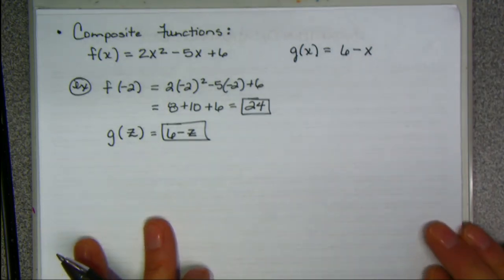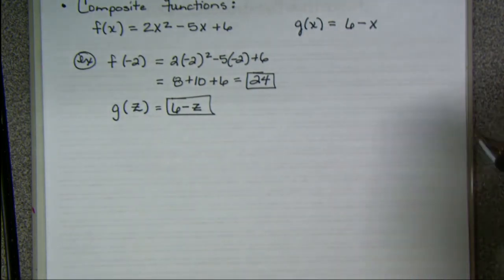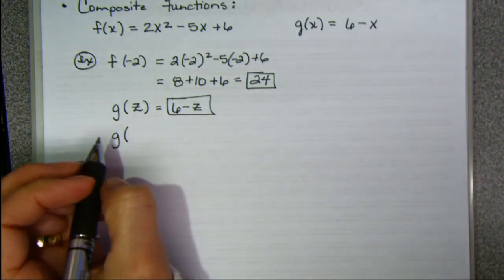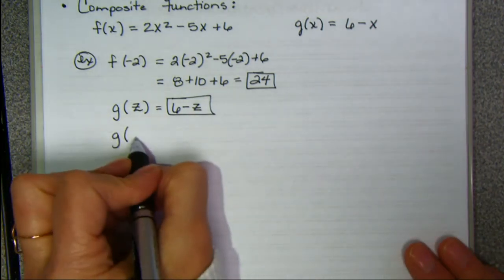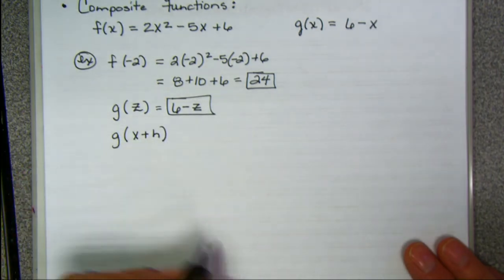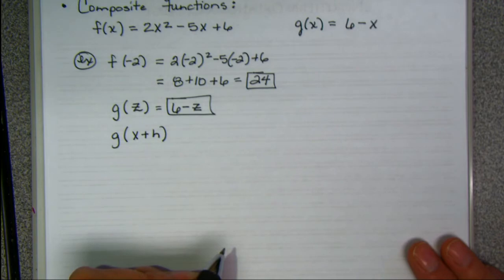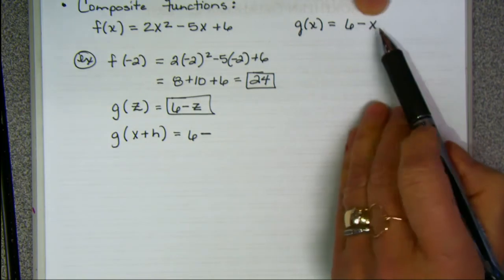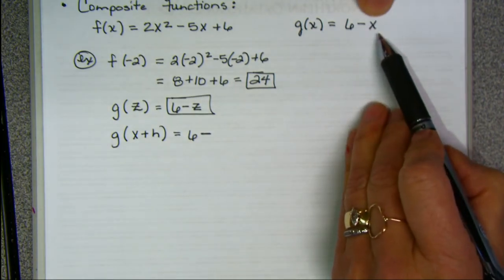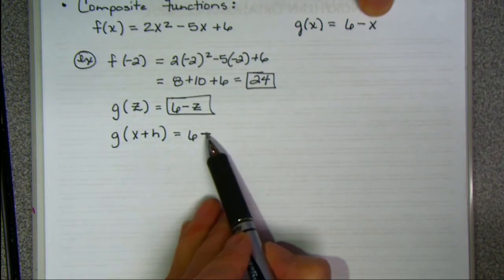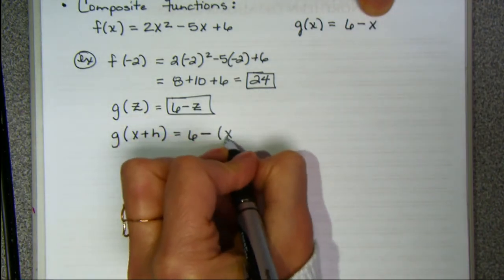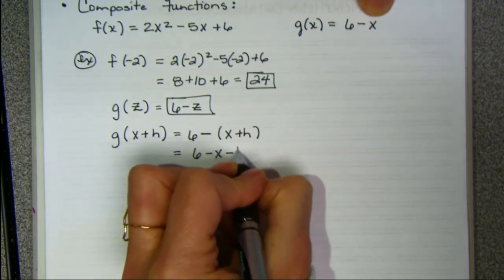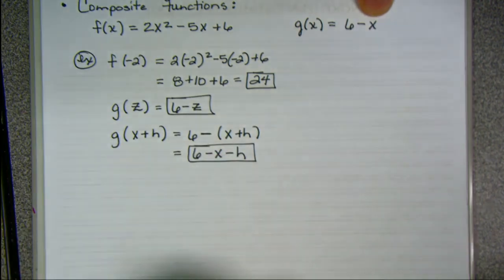I'm going to do one more. What if it's g of x plus h? So that means use this function, 6 minus, and in place of the x, what are you going to put? X plus h. Now, because of this minus, you have to be careful. It's going to be x plus h, so you actually have 6 minus x minus h. And that's what it would look like.